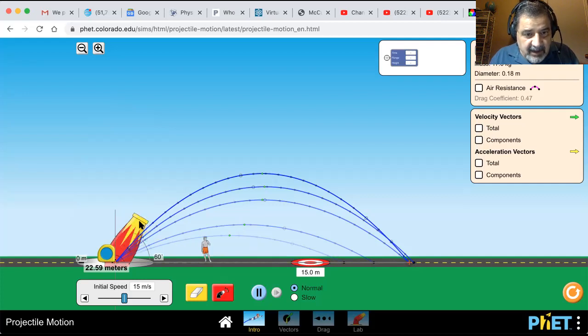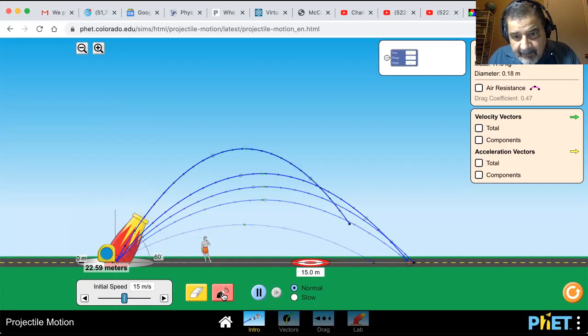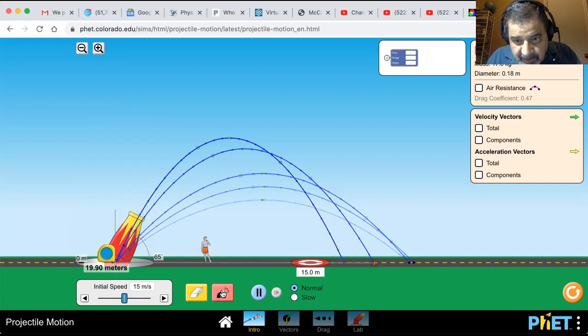Make this 60. And fire. And 22.59 at 40, 60 is 19.90. And let's go to 65 and fire. Some of the previous ones are disappearing. And let's move this over there. And I get 17.57 meters. And all right, that's good data.